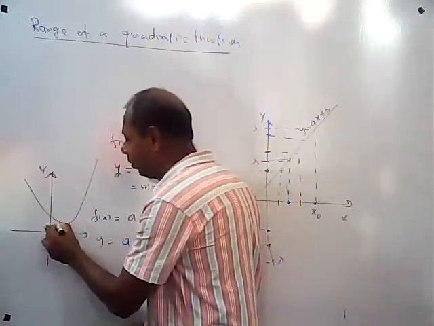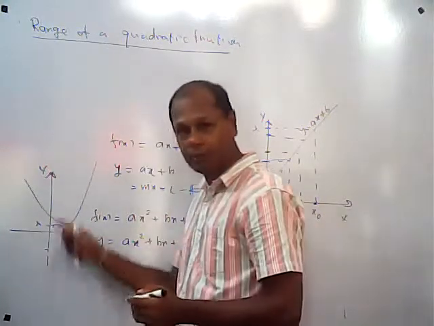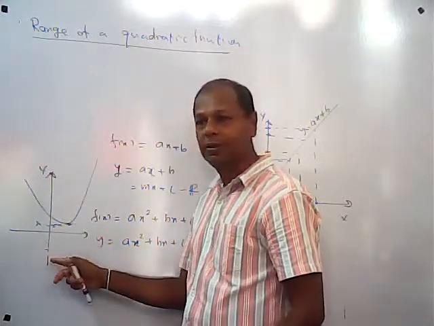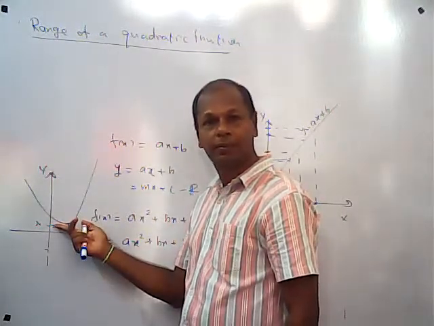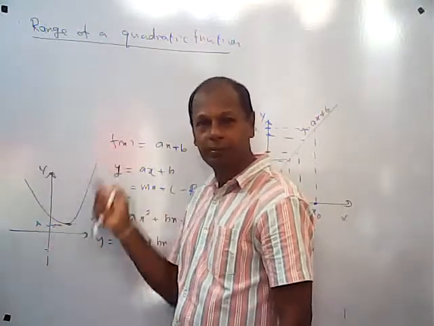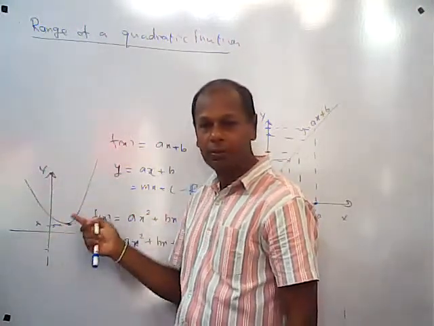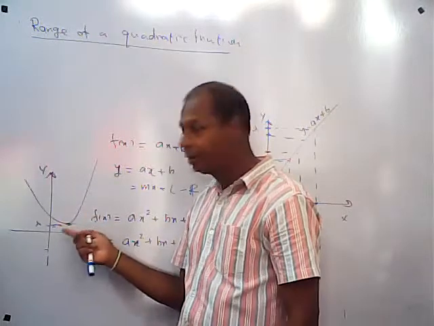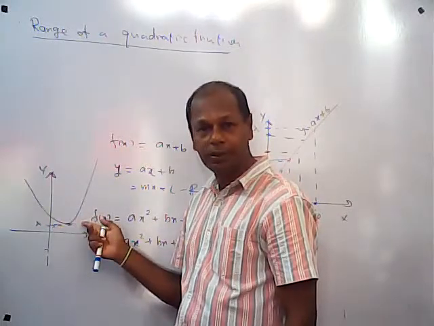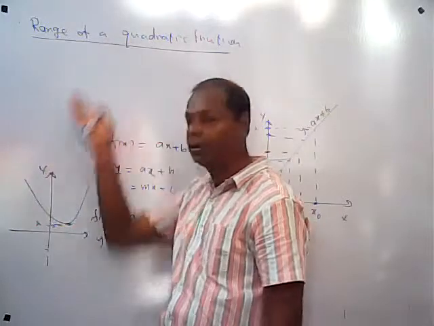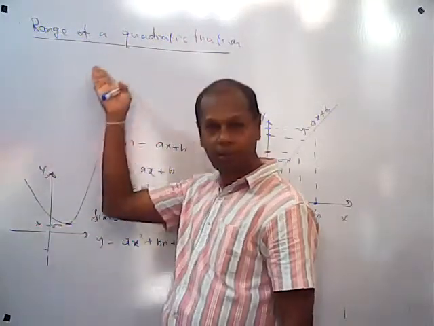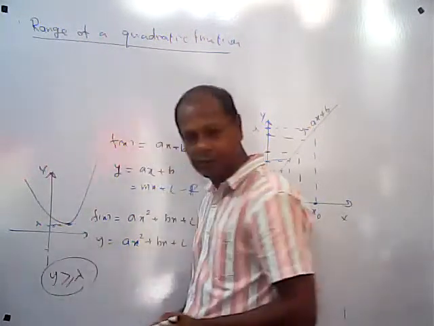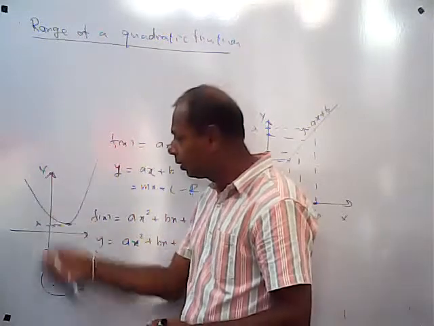It can come only down to this lambda value. No, these are not in its range. It starts from only lambda. So if the graph looks like this, it has a minimum, and then it can assume any y value above lambda. So the range is y is greater than or equal to lambda. This is the range, not anything below lambda.